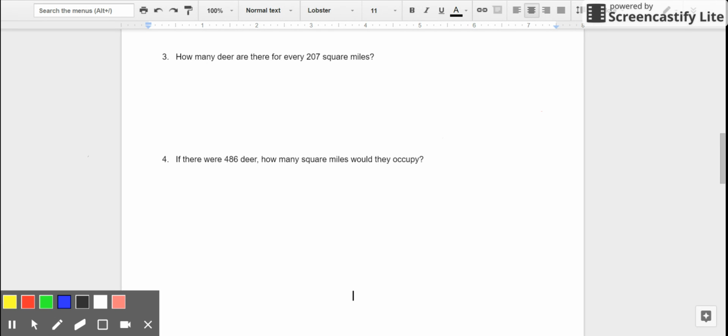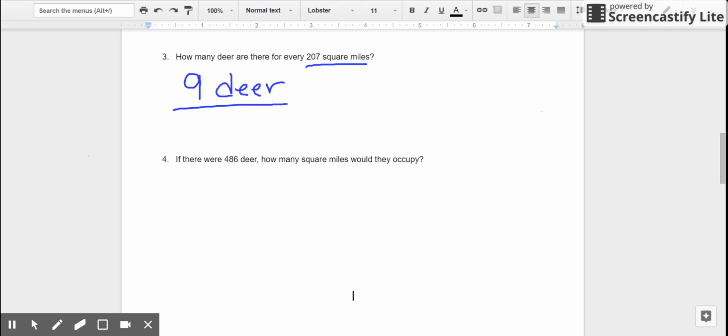Number 3, how many deer are there for every 207 square miles? Well, here's what we know. We know that there are 9 deer per 1 square mile. We want to know how many live in 207 square miles. So I'm going to multiply this by 207 square miles.